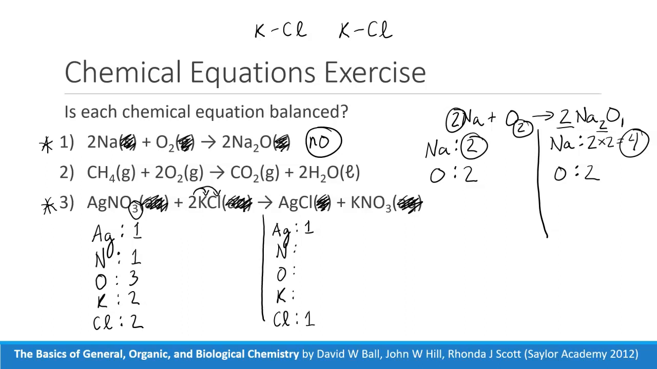And then potassium, no coefficient in front here, so that's 1 potassium, 1 nitrogen, and 3 oxygens because of that subscript. So again, on the reactant side, the silver is the same as the product side, the nitrogen is the same, and the oxygen. But the problem comes in with potassium and chlorine because we have 2 on the reactant side and only 1 on the product side. So again, for number 3, I'm going to say, no, that's not balanced.